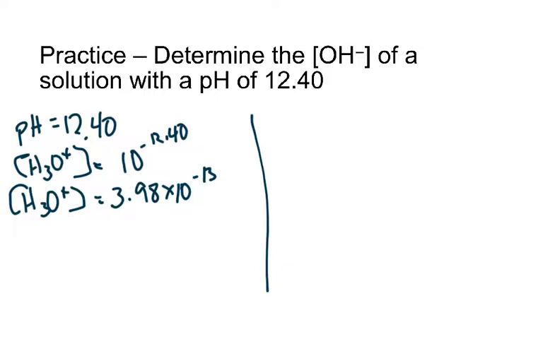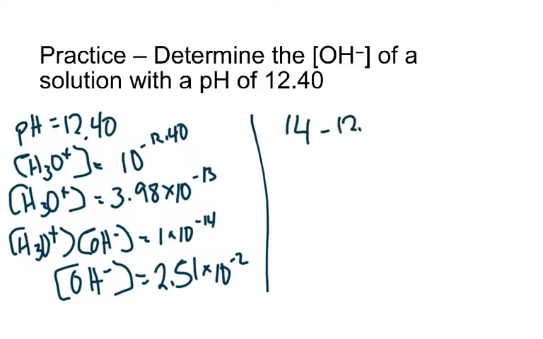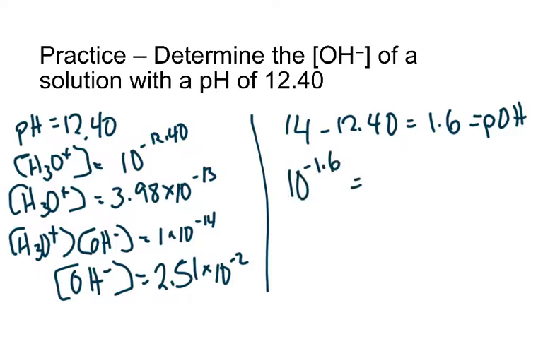And that means that H3O plus times OH minus is equal to 1 times 10 to the minus 14. So my OH minus is 2.51 times 10 to the minus 2. My other way of doing it is taking 14 minus 12.40, which gives me 1.6, which is my pOH. Then I can take 10 to the negative 1.6 and get the same answer, 2.51 times 10 to the minus 2. So either way will get you there.